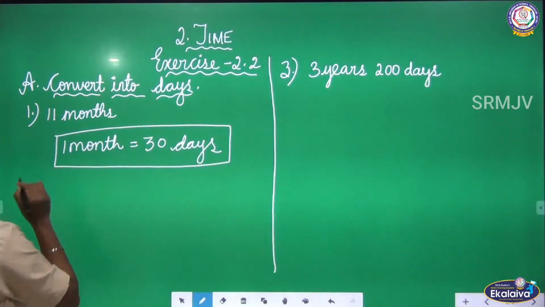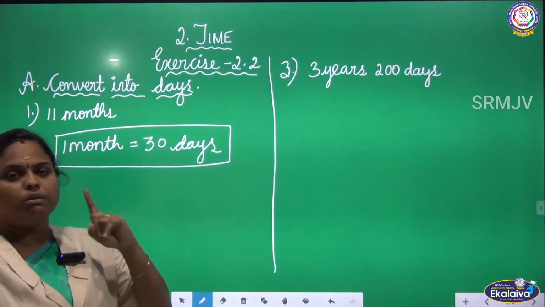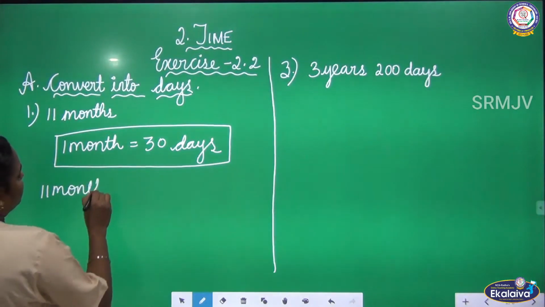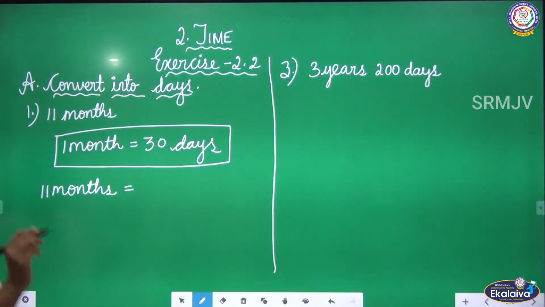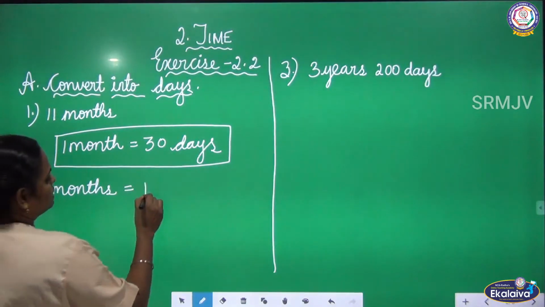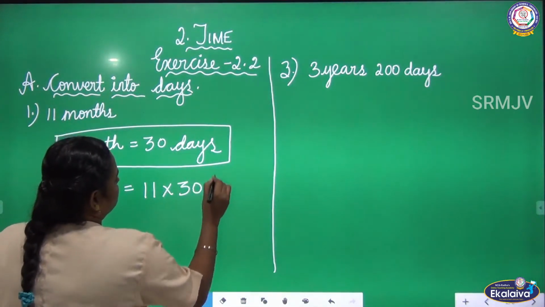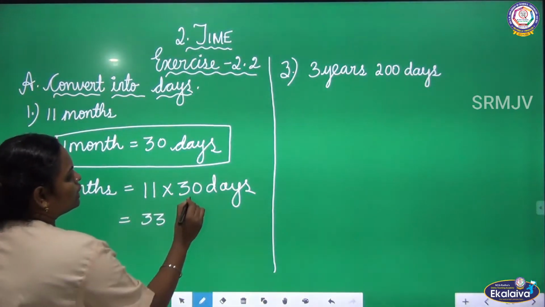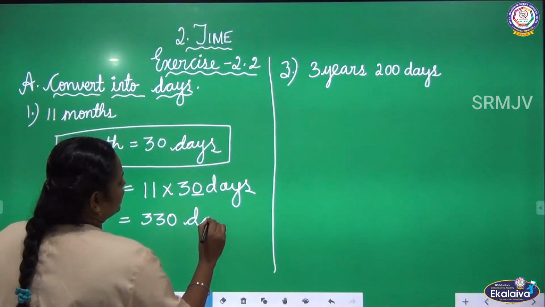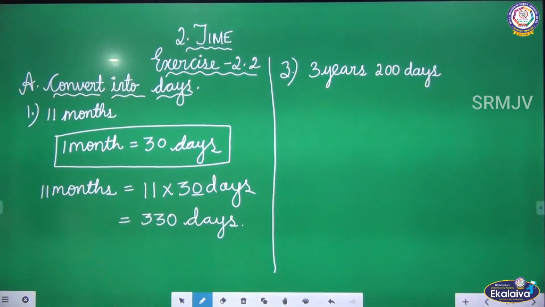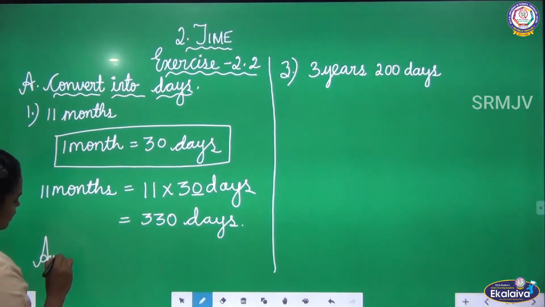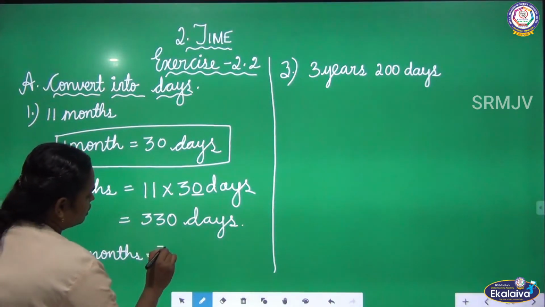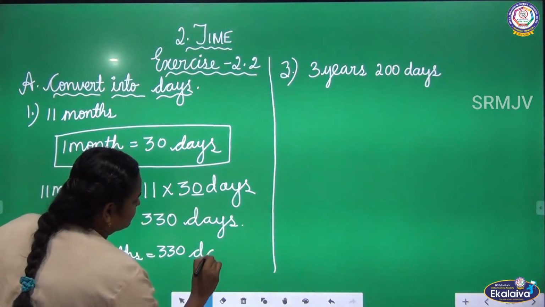So they have given 11 months. So how will you convert 1 month equal to 30 days? So 11 months equal to, you have to multiply 11 into 30. If you multiply 11 into 30, you will get the answer. So how many days? 11 into 3, 33. Then you can write the 0. So 11 months equal to 330 days.